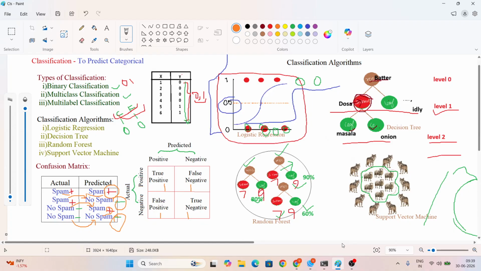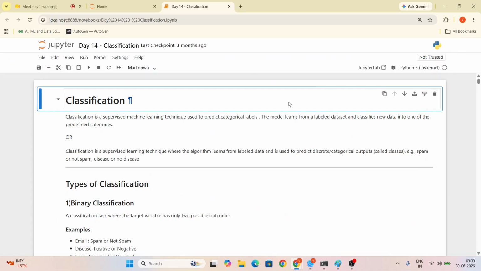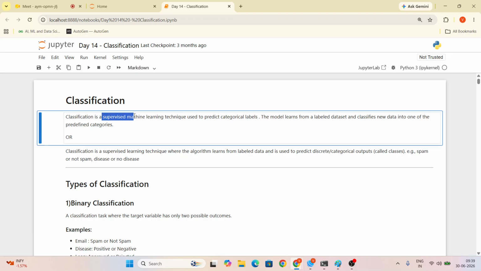Yeah, taken. Now you people clearly understand this concept. Don't worry. Let's see. Classification is a supervised machine learning technique and is used only to predict categorical labels. The model learns from what you people have learned, right?